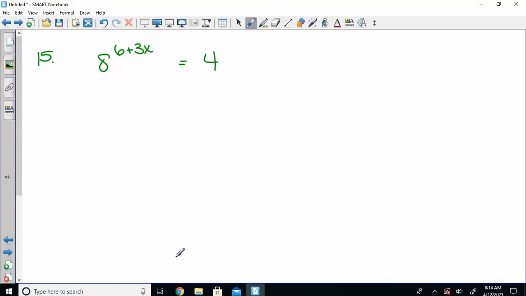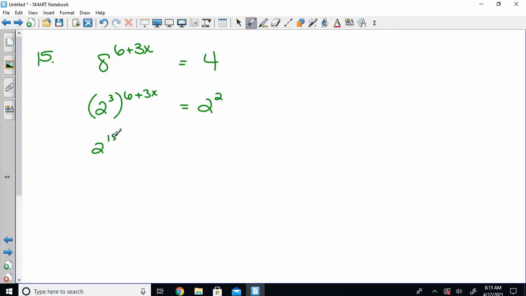Okay. You can start adding your logs to each side, and it will certainly work. But remember, I talked about if a common base is an option, do that. It'll make your life much easier. So I could write both of these as a base of 2. So I could say 2 to the 3rd to the 6 plus 3x equals 2 squared. I'll show you how to do it with logs here in a second as well, but this will just save us time.